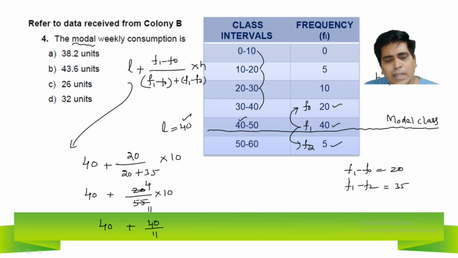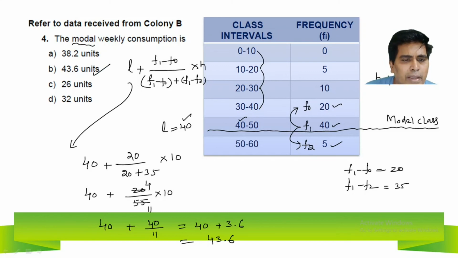40 plus 40 by 11. So that is the value, 40 plus, if you divide with 11, what you are getting totally is 3.6. That is nothing but 43.6. Here is option B. Option B you have 43.6. So the value of 40 by 11, here I am showing 40 by 11.